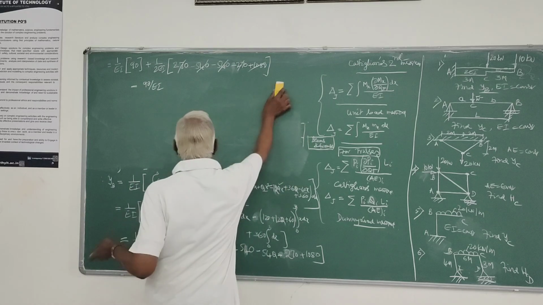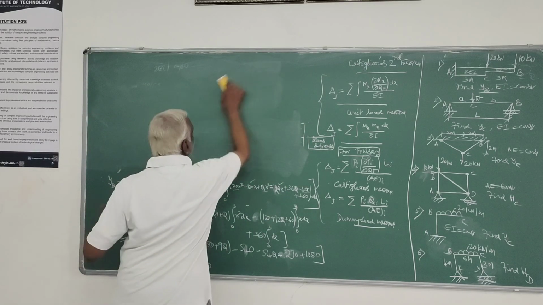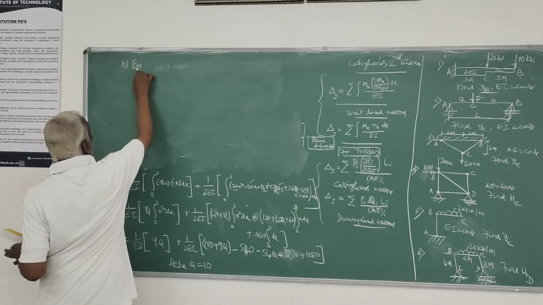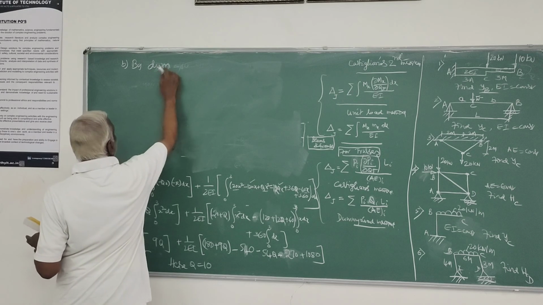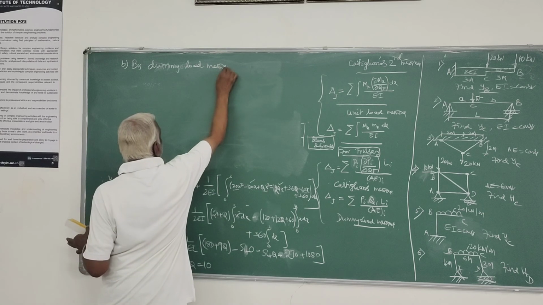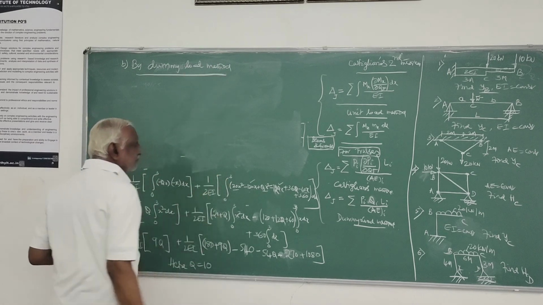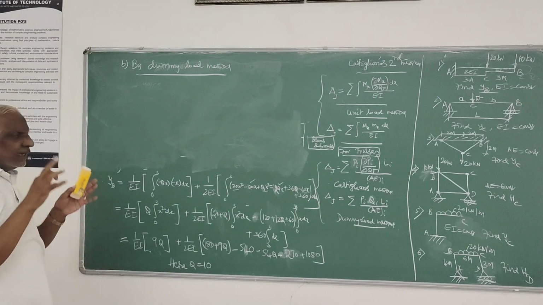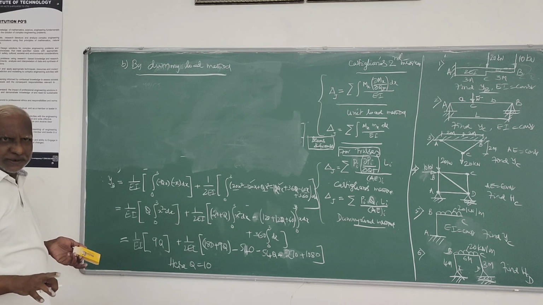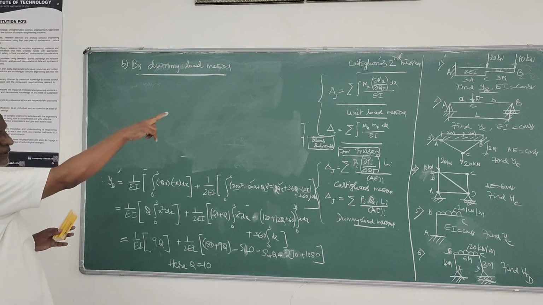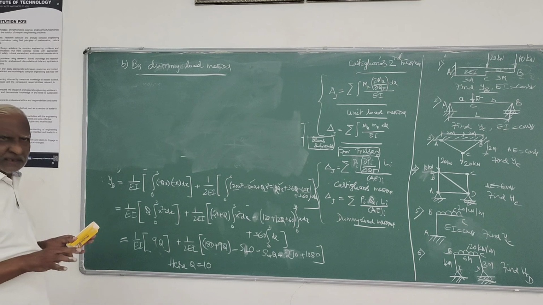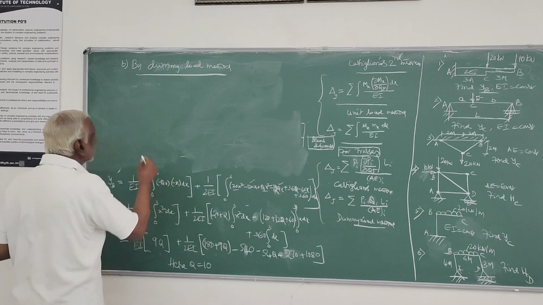Method. The same problem I will do by unit load, or dummy load method. In this dummy load method, you have to apply always a virtual load whose magnitude is unit. So instead of Q, you are applying a unit load at the point where deflection is required or where slope is required.